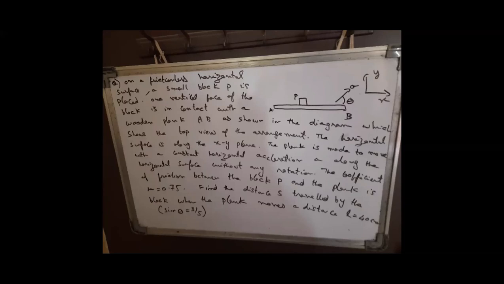Sir, the distance moved, I'm getting 54 centimeters. Yes, 54 centimeters. What was the method? Sir, in the reference frame of the wooden plank, I wrote the free body diagram for block P. The pseudo force will have a horizontal component and a normal component. Friction I took as mu into N, and pseudo force minus friction will be the net acceleration relative to the plank.